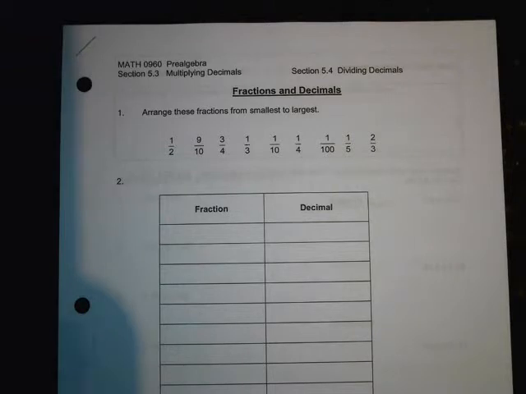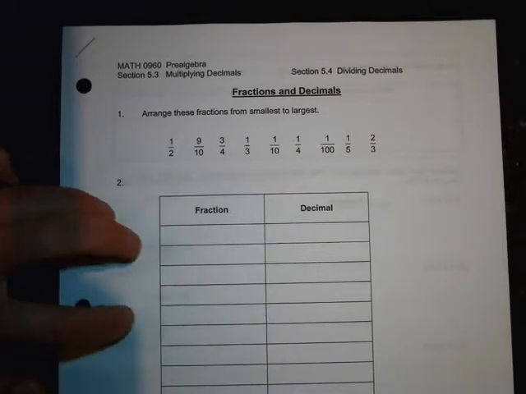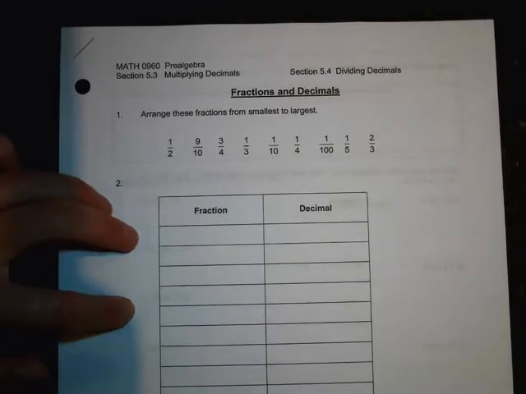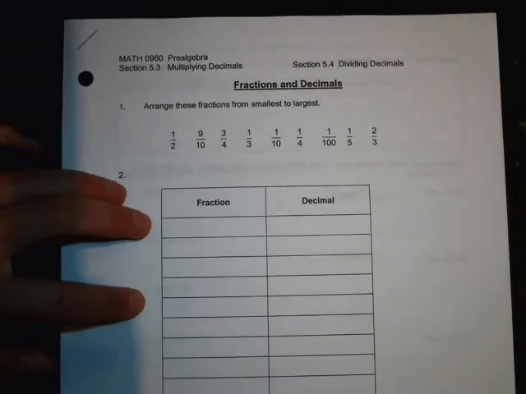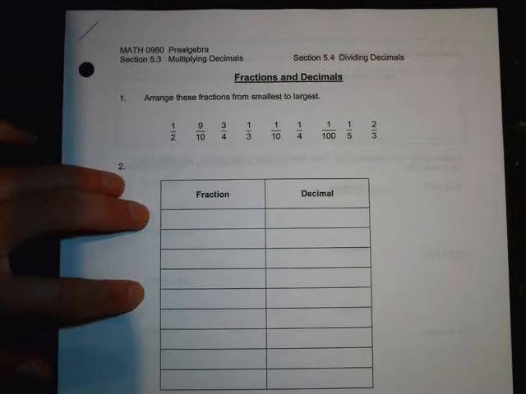So this page is important, okay? This is going to be on your chapter 5 test, and this chart is also going to be on the final. I'm letting you know it is going to be on the final. So we need to be able to understand how to make this chart, okay? So it says arrange these fractions from smallest to largest.